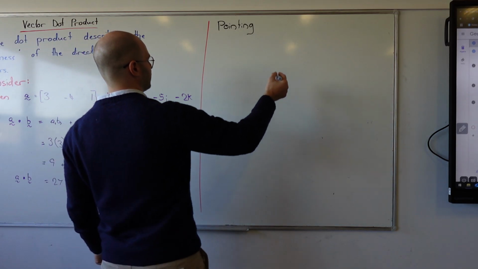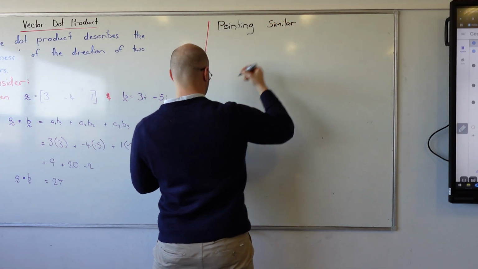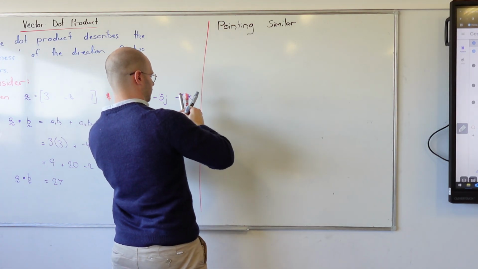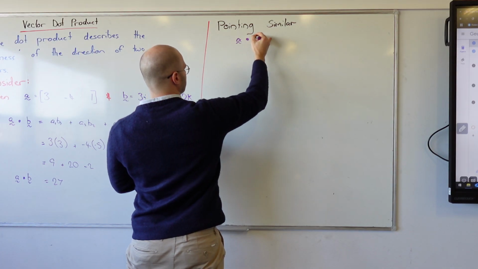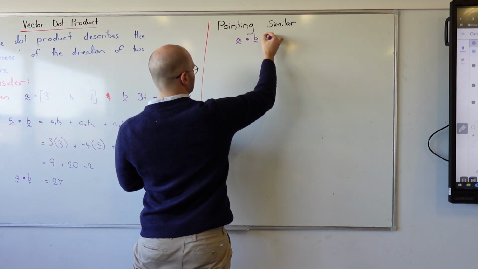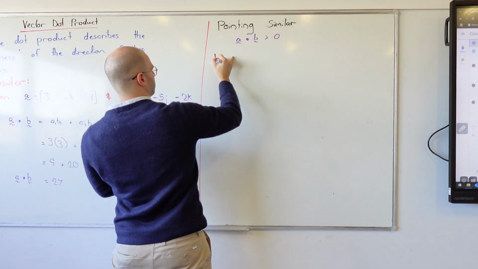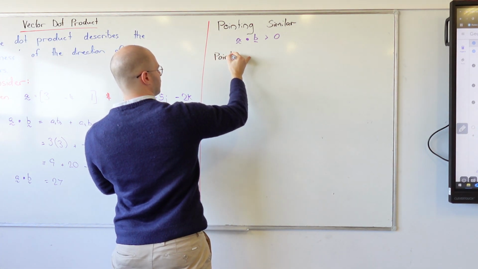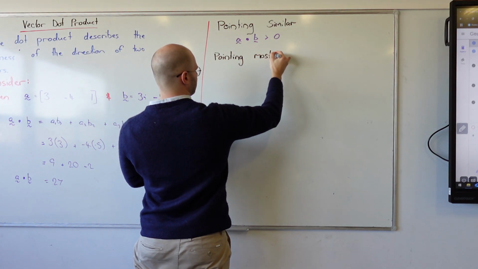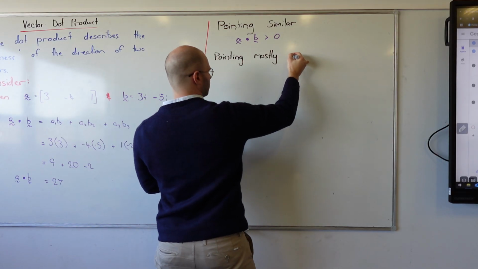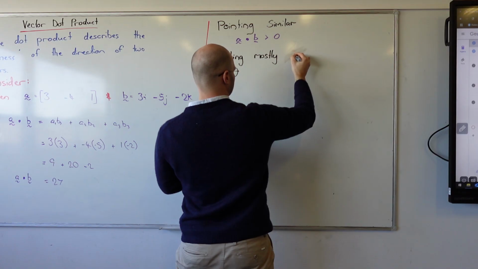So pointing similar, you're going to get A dot B greater than 0. When they're pointing mostly dissimilar, I would say mostly opposite.